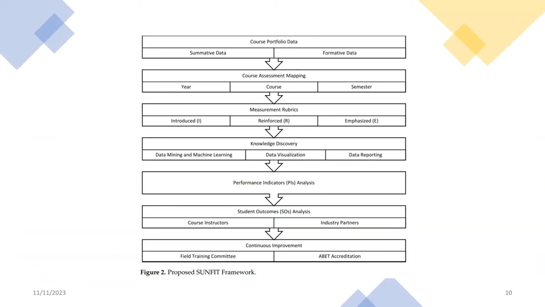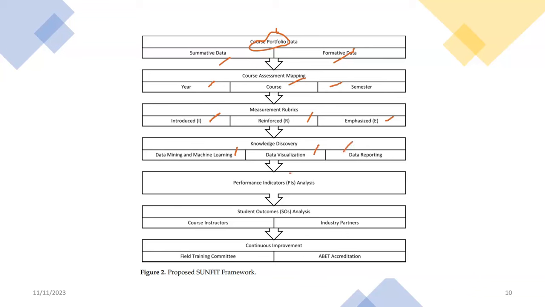So, according to this framework, usually we have a course portfolio over here. It is divided into summative data and formative data. This is further divided year-wise, then course-wise, and then semester-wise. After this, we have divided into three kinds of measurement rubrics: introduced, reinforced, and emphasized. These rubrics are further divided into knowledge discovery, meaning data mining and machine learning algorithms. Then we visualize it, and then we need to report as well.